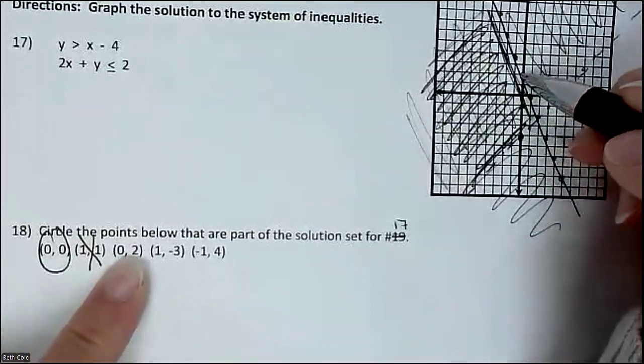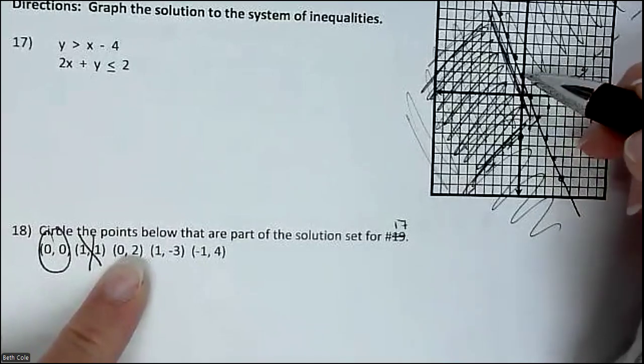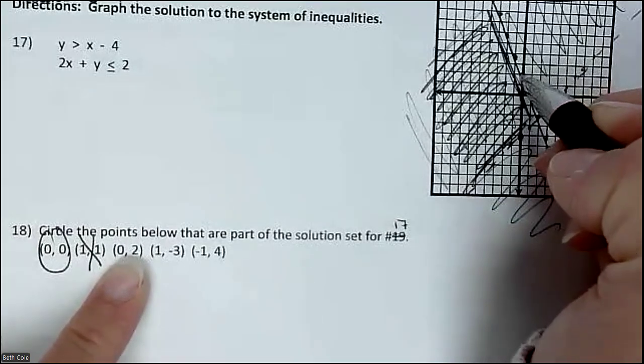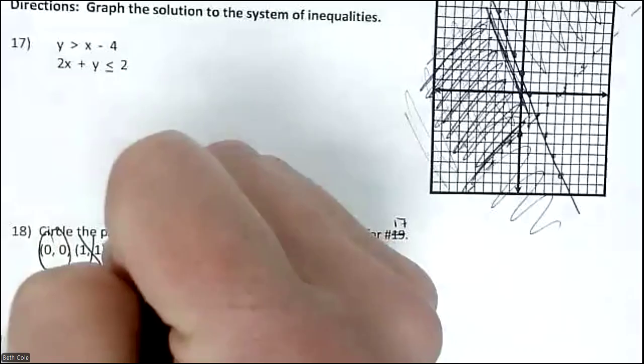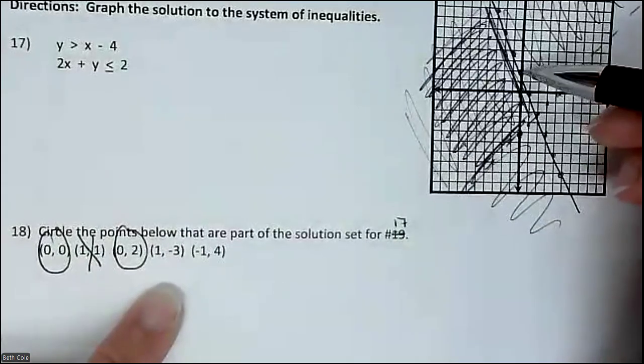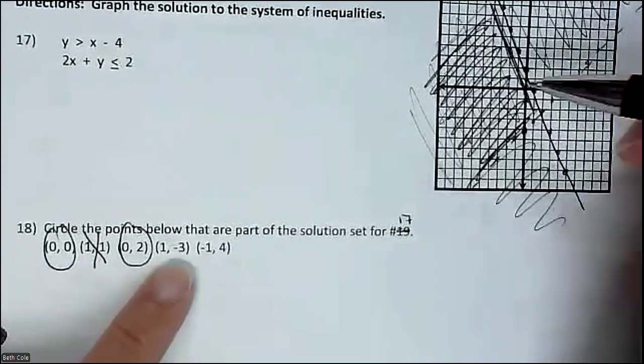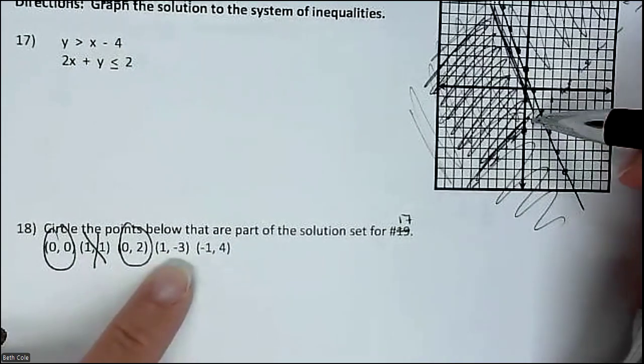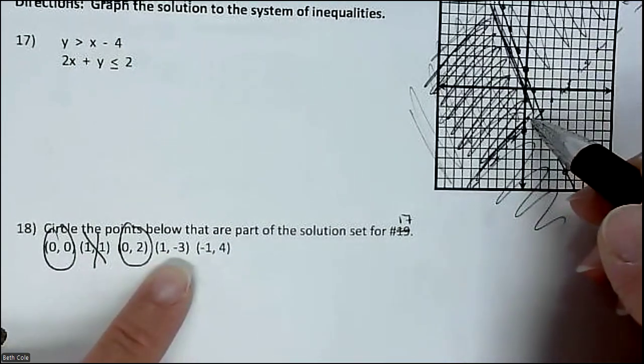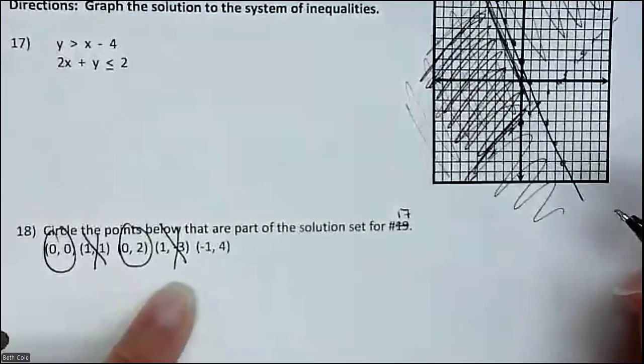Now 0, 2 is on the line. Does it count or not? It does count because it's on a solid line. 0, 2 right here. Do you see where I'm pointing? If it's on a solid line, it counts. Then it doesn't. And I think the next one actually is 1, -3. Do you see how this right here it's on the dotted line? So that does not count.